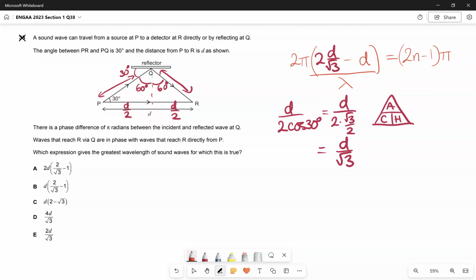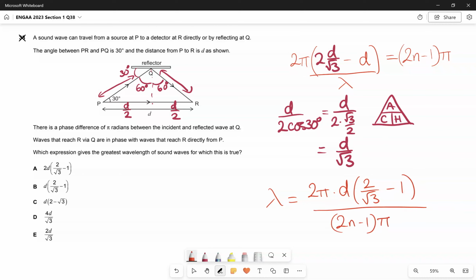Rearranging this expression, we've got lambda is equal to 2 pi times d, and then this is 2 over root 3 minus 1, and then this is divided by 2n minus 1 pi.